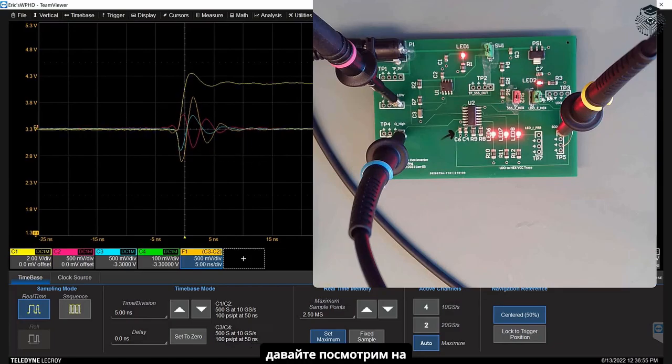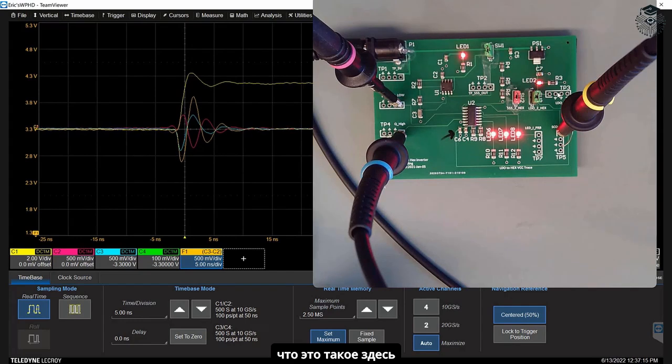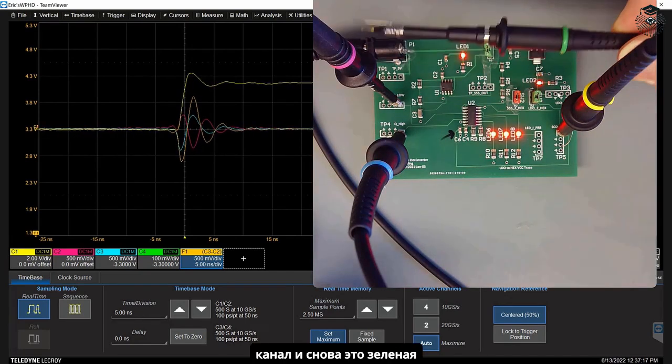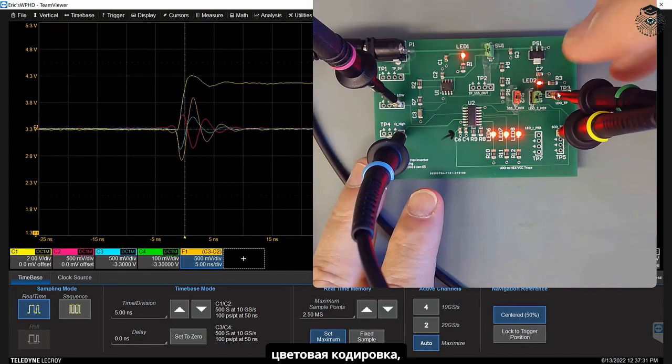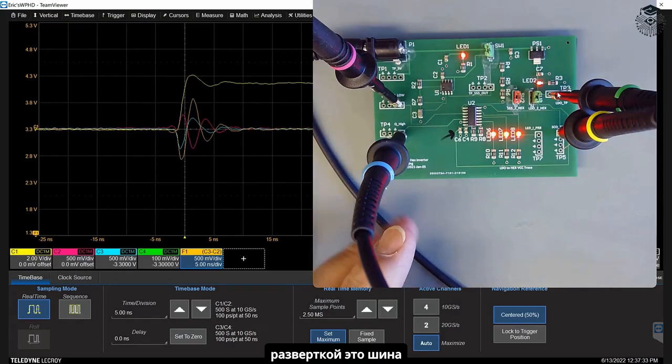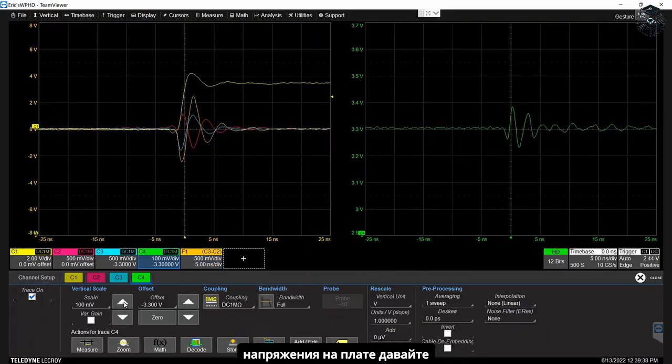While we're here, let's look at the voltage on the board. The 3.3 volts on the board, close to the LDO, and here's the connection to the output. We're going to measure it right off over here. And remember, we're looking right now at the rail compression on the die, and we're going to measure on the board. Let's see what that is. Here comes channel 4, and again, it's the green color coding. That's going to be the green trace. This is the voltage rail on the board.